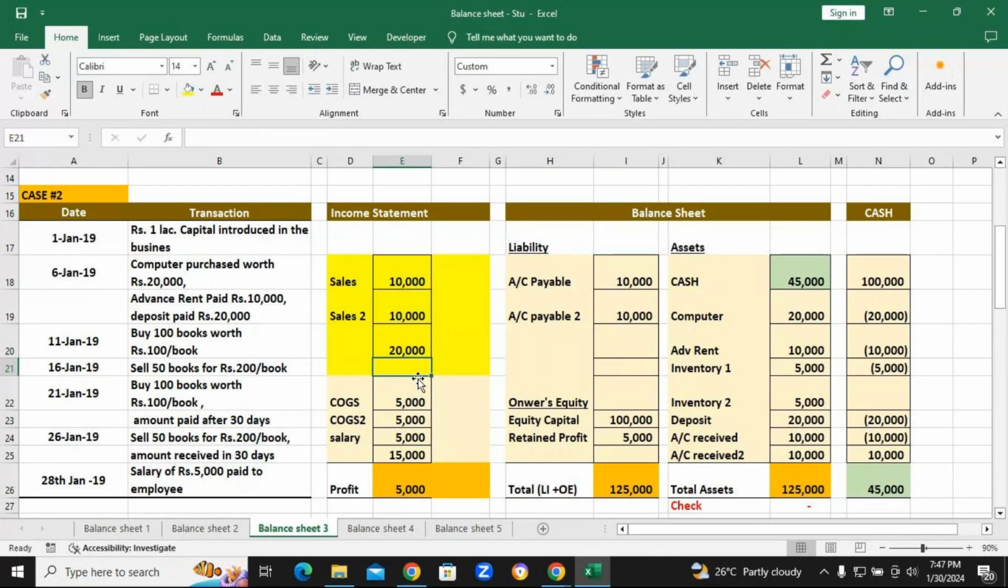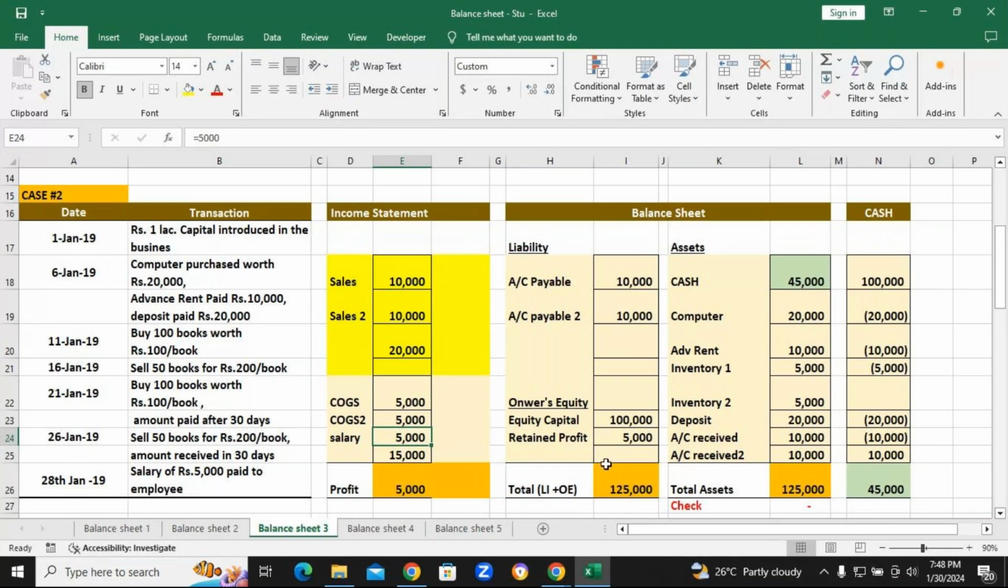So cost incurred, cost of goods sold: 50 books I have sold, and 100 rupees I have spent to buy those books. So 50 into 100, 5,000. Second inventory, 50 books I have sold, so the cost incurred to buy those 50 books is 100 rupees each. Okay, and salary I have paid 5,000 rupees. So overall the amount I have spent is 15,000. Out of the total income of 20,000, I have spent 15,000, meaning profit is 5,000, and I'm going to take this 5,000 to my retained profit.